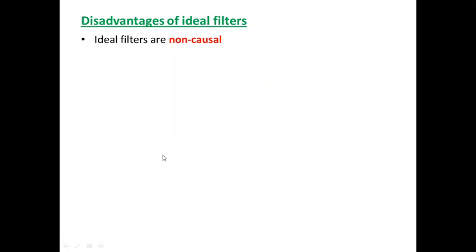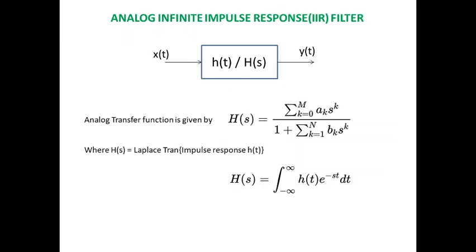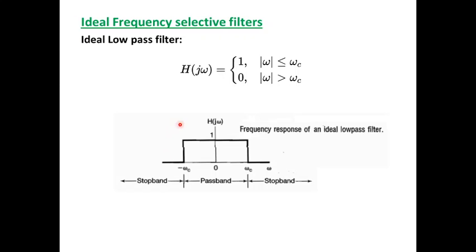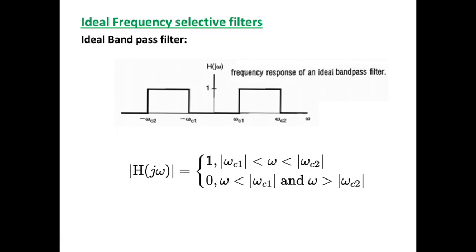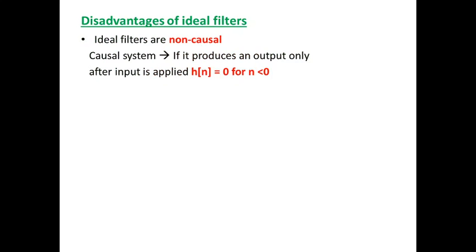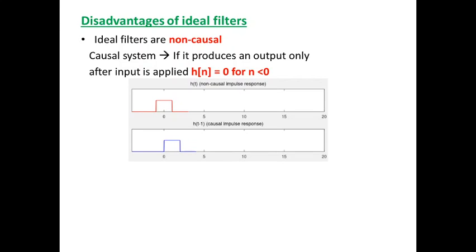Why? Because you can go back and look into the response of all these ideal frequency filters. From the graph you can see that it is a non-causal system. That is, the output of the system depends upon the future values of the input also. Such non-causal systems are not practically realizable, right? That is one of the primary reasons for which ideal filters cannot be realized practically. Hence it is not physically realizable.